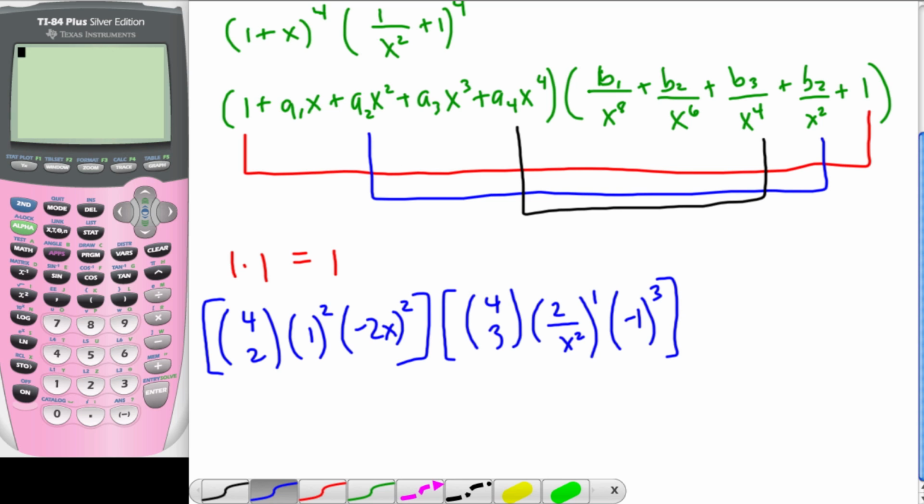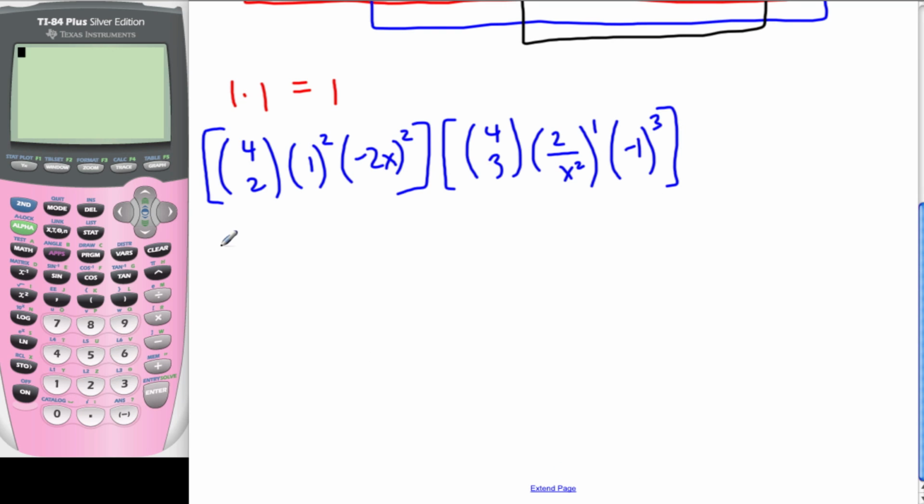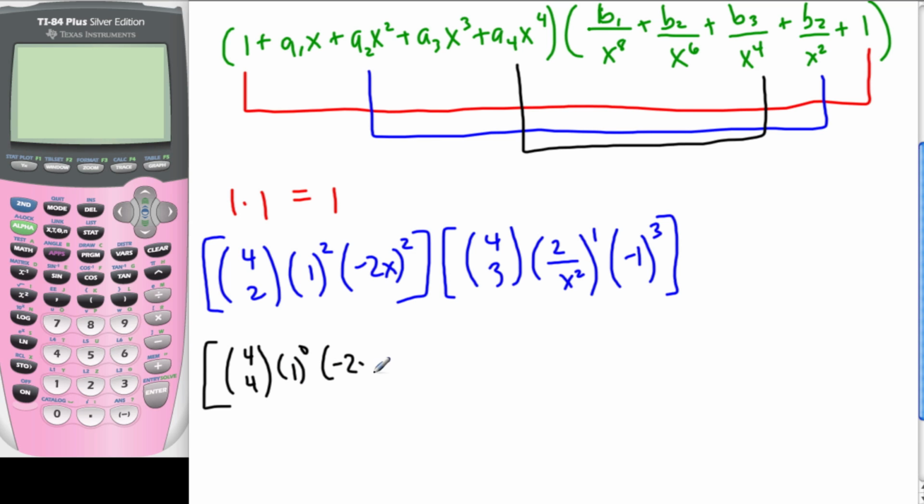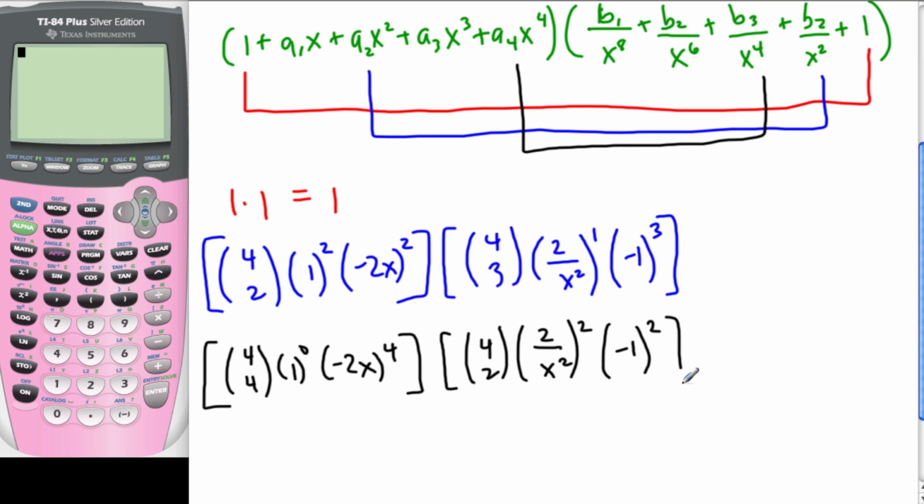And then the third time, in black, we have 4 choose 4, 1 to the 0, and negative 2x to the 4. And then we'll have 4 choose 0, 1, 2, 3. Oh, sorry, 0, 1, 2, that's 4 choose 2, and 2 over x squared to the 2, and negative 1 to the 2. So now we just have to figure out what these whole things are.